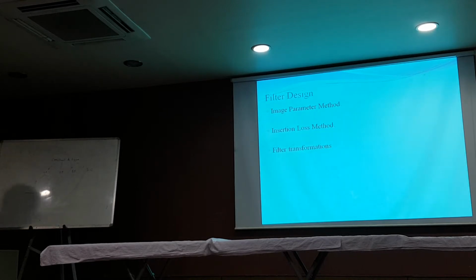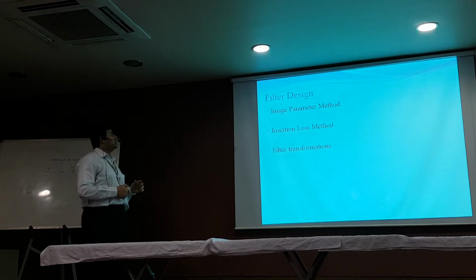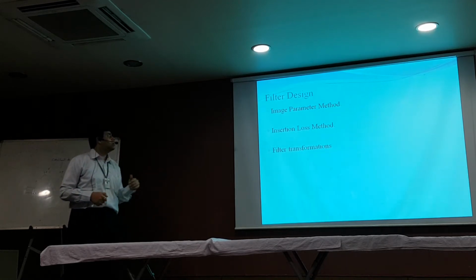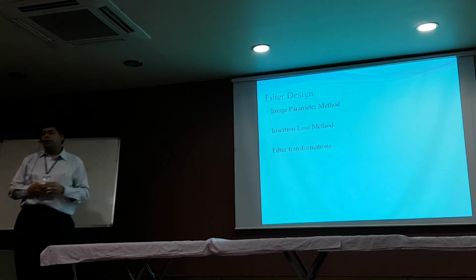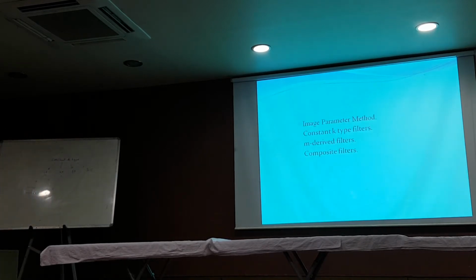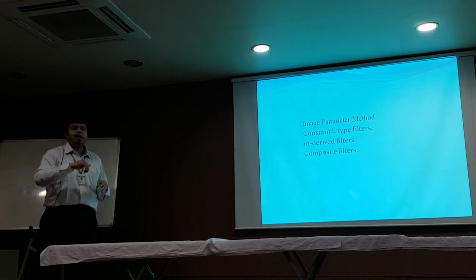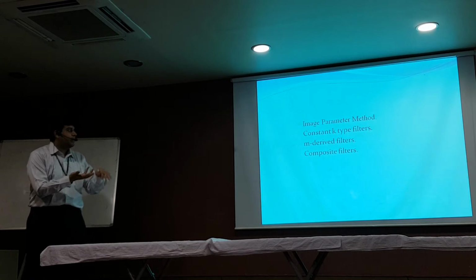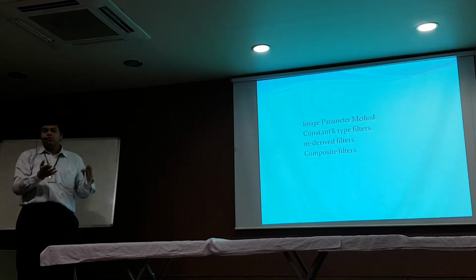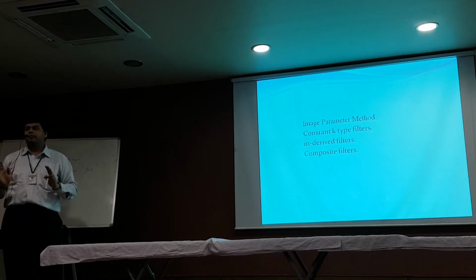Then the insertion loss method. After completing the image parameter method, there is one more topic in the image parameter method: the M derived filters. Based on constant K, we will be having M derived filters. Why the name M derived? Because these filters are derived from constant K filters. So the basic structure of constant K is to be known, and then from that we will be deriving it.